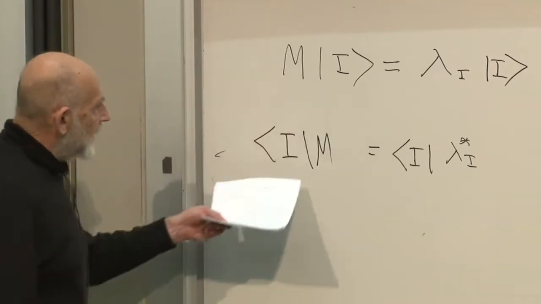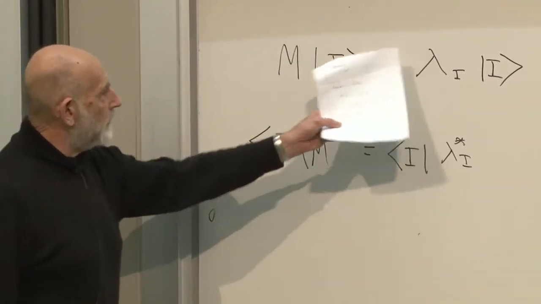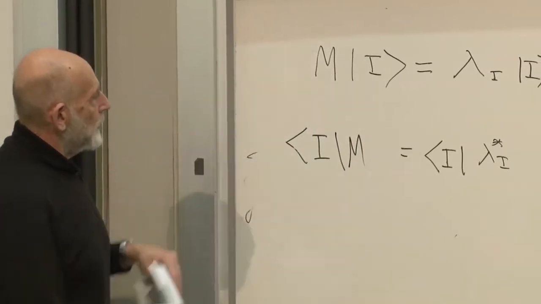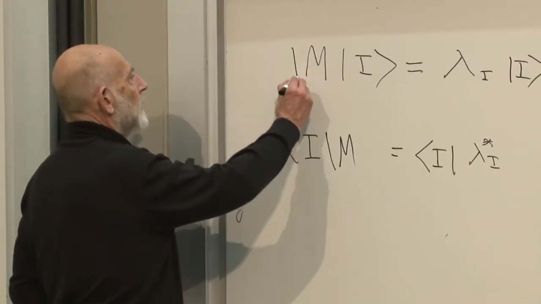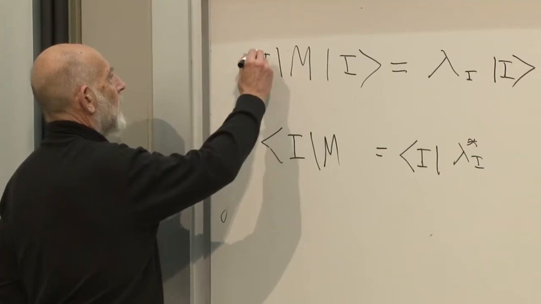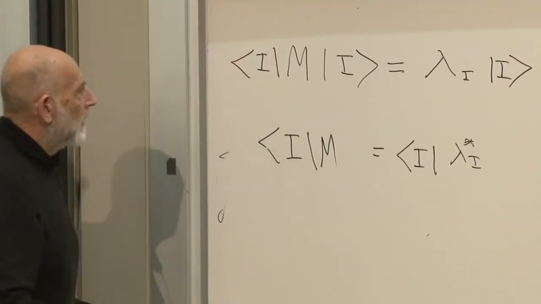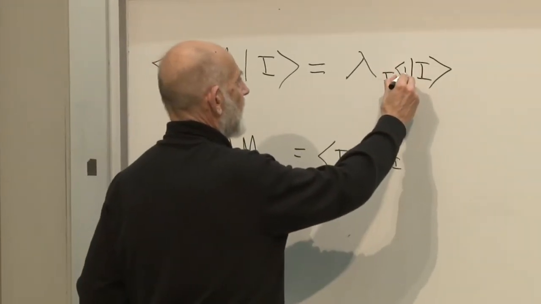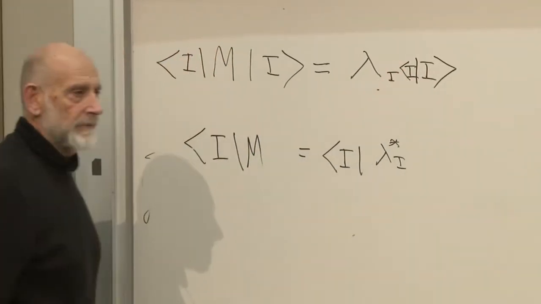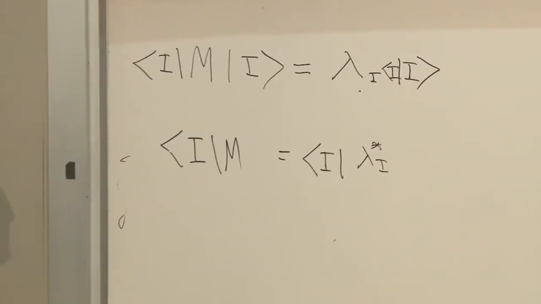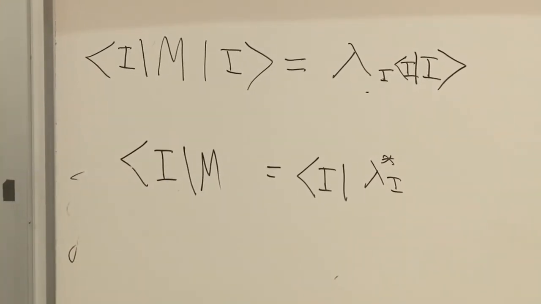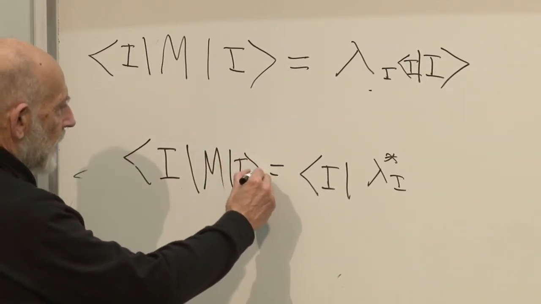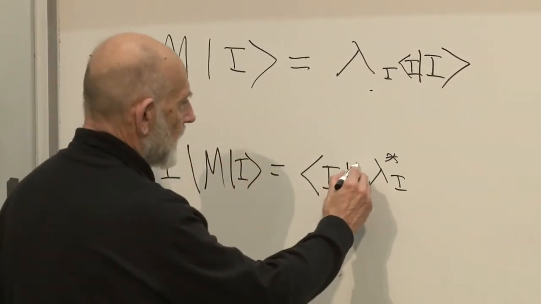Now let's take the inner product of both of these equations with i. In the upper equation, we're going to take the inner product on the left with i. And what does that give us? That gives us i times lambda i. Let's do the same thing over here, except now multiplying on the right.